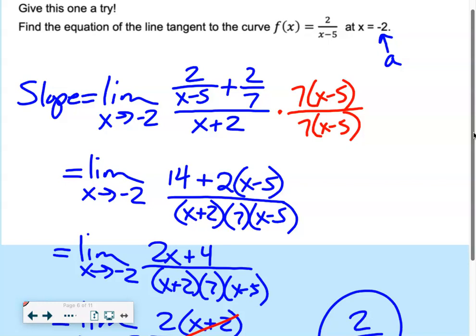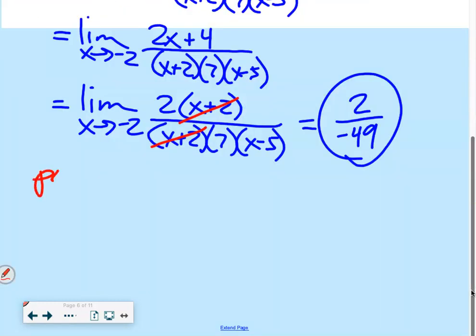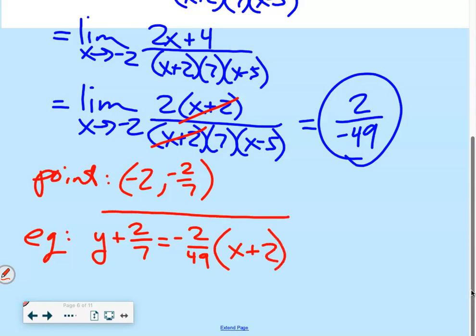All right. How do I find the y value, Keegan? Oh, you plug in negative 2. Plug the negative 2 into the function, which you already did, right? It's negative 2 sevenths. So our point is negative 2 sevenths. So our equation is y plus 2 sevenths, because minus negative 2 sevenths, equals negative 2 49ths times x plus 2. And aren't we glad we don't have to simplify?